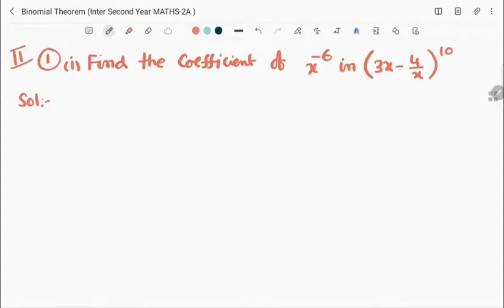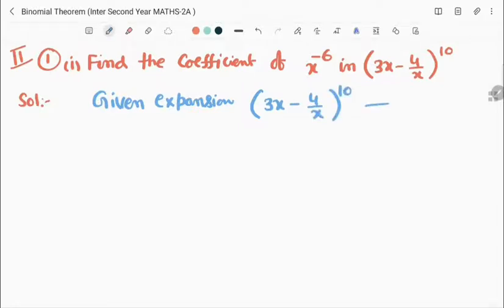So here first the given expansion you have to write it. The given expansion, first step: 3x minus 4 by x whole power 10. Keep that as equation number 1. Whenever they are asking to calculate the coefficient of x power something, whether it is minus or plus, x power n, x power minus 6, x power 10, x power minus 7, x power 11, like these questions, first you have to calculate the general term of the given expansion.